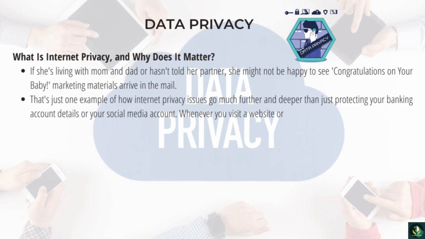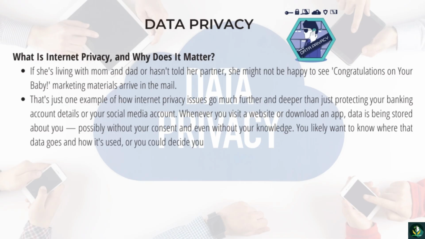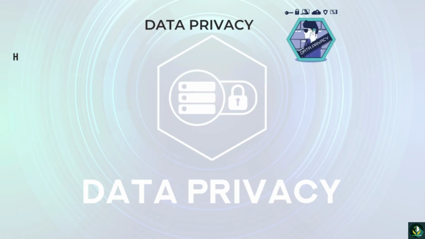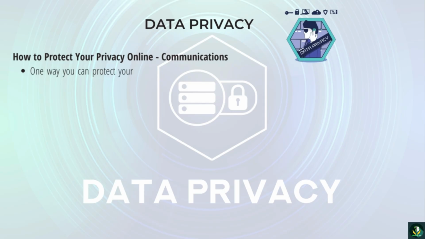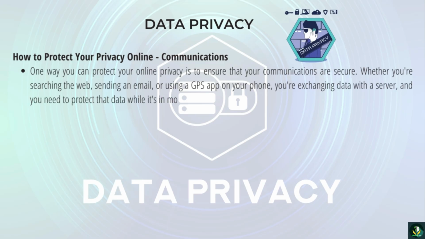Whenever you visit a website or download an app, data is being stored about you, possibly without your consent and even without your knowledge. You likely want to know where that data goes and how it's used, or you could decide you want to avoid it being collected altogether. How to protect your privacy online. Communications. One way you can protect your online privacy is to ensure that your communications are secure. Whether you're searching the web, sending an email, or using a GPS app on your phone, you're exchanging data with a server, and you need to protect that data while it's in motion.